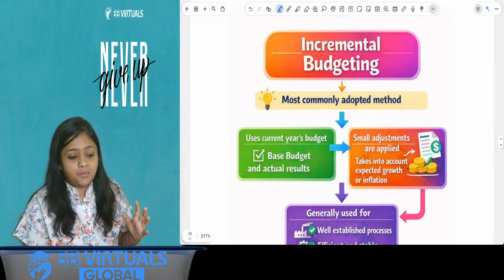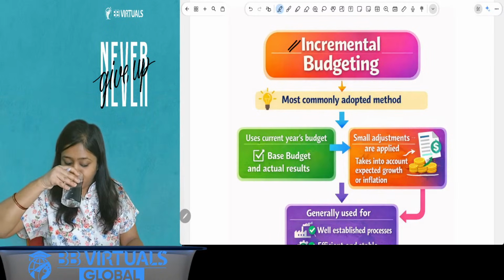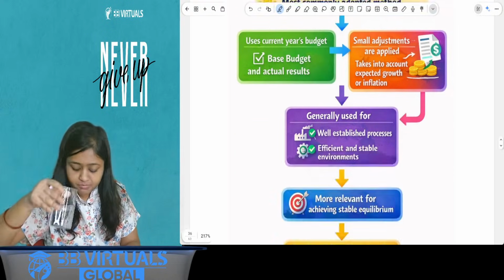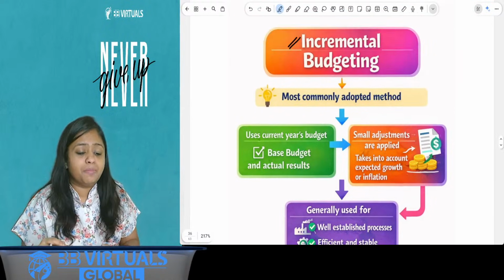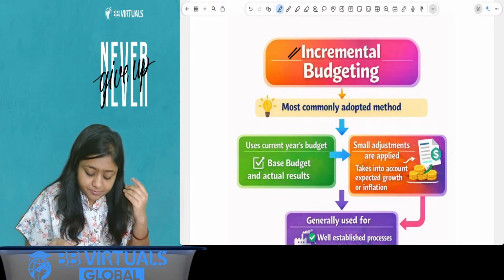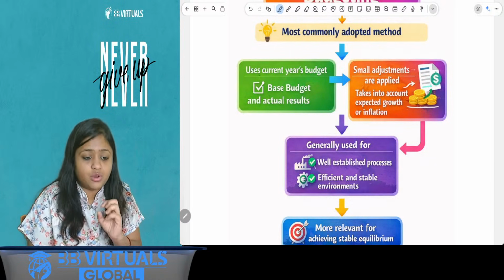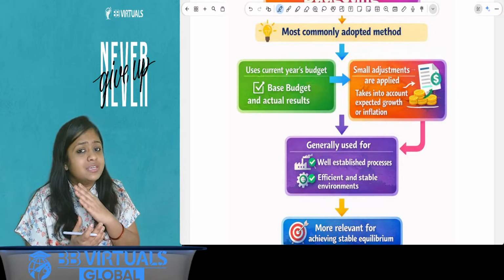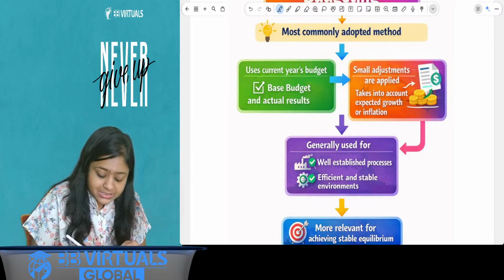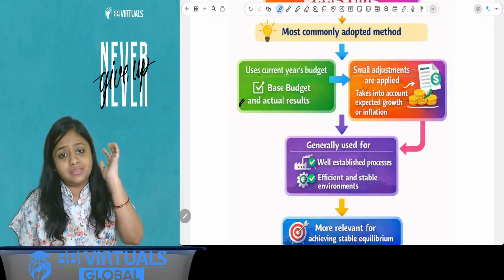Okay, now incremental budgeting is the next budgeting process that I'm taking. Incremental budgeting is the most common budgeting process. Most common because you would always do that. What we do is we use the current year's budget, and that is the base budget. Either we can take the current year's budget or the current year's actual results, whatever is the case. Many times we take the budget, but many times we take the actual results as a base. If nothing is given in the question, you will take actual results as the base and make the incremental budgeting.